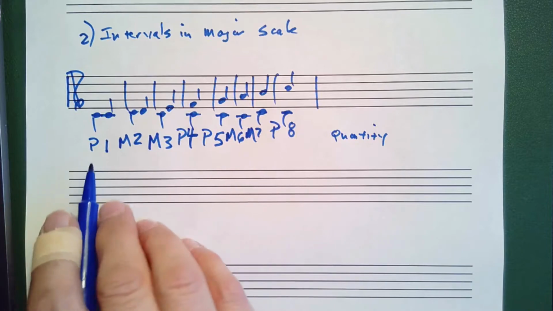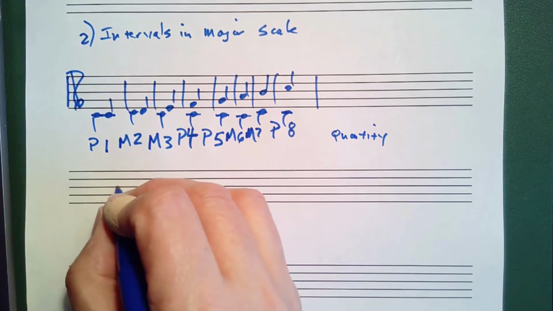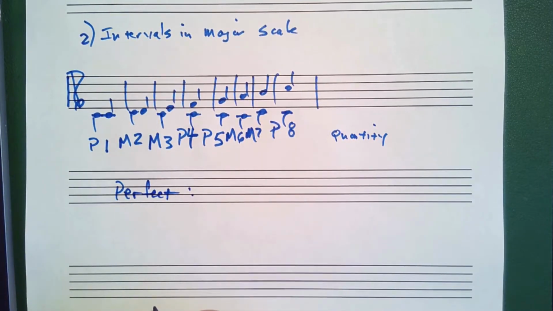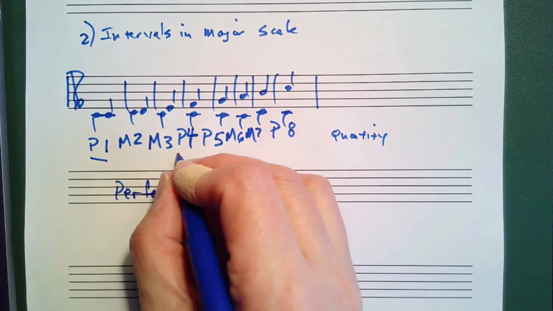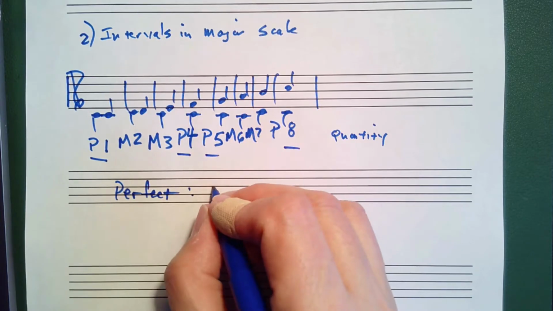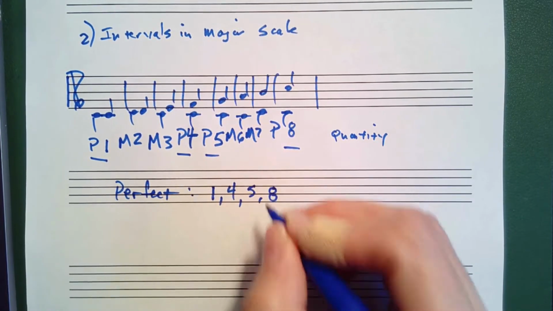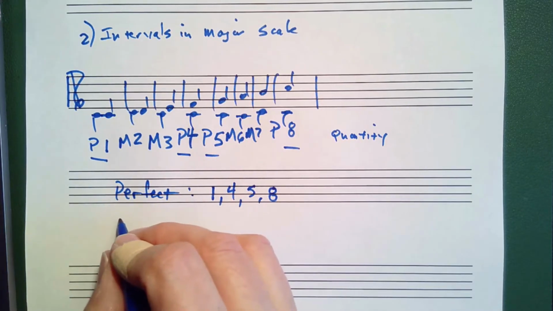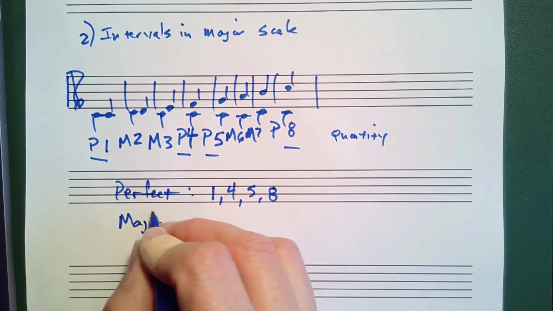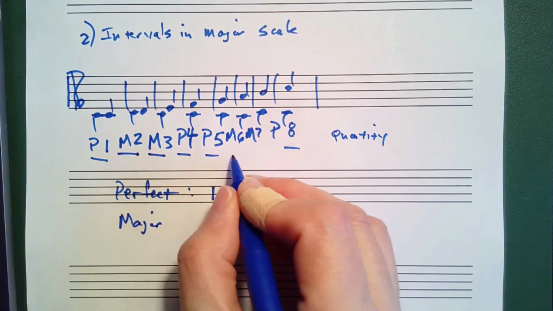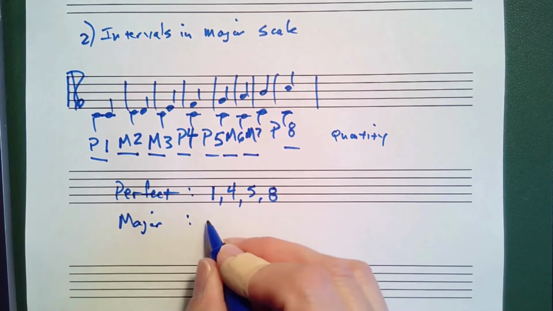Okay, so there are 2 different kinds of intervals. There are perfect intervals in a major scale, and those are 1, 4, 5, and 8. So unison, fourth, fifth, and octave. And then there are major intervals in the major scale. Second, third, sixth, and seventh.